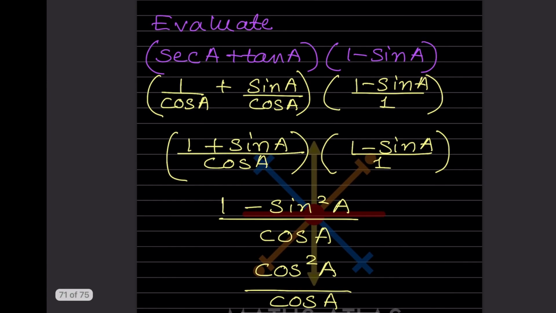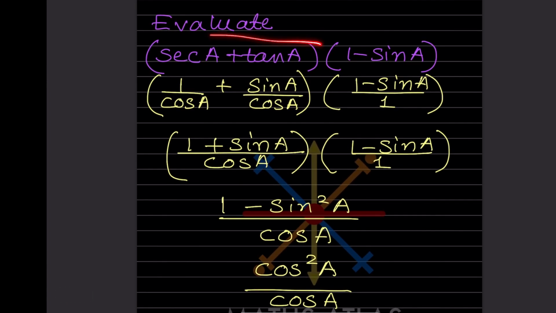Now the next one we have to evaluate. This is the question over here. So in place of this sec A, we can write 1 by cos A. In place of this tan A, we can write sine A by cos A. So this will be as it is, divided by 1 plus sine A, and here 1 minus sine A divided by 1.